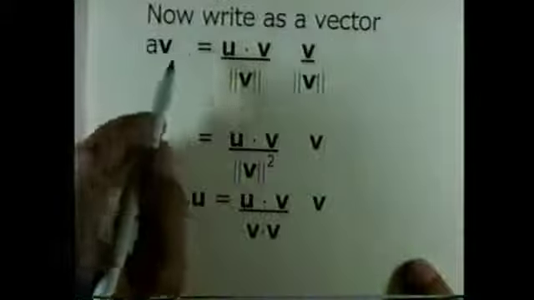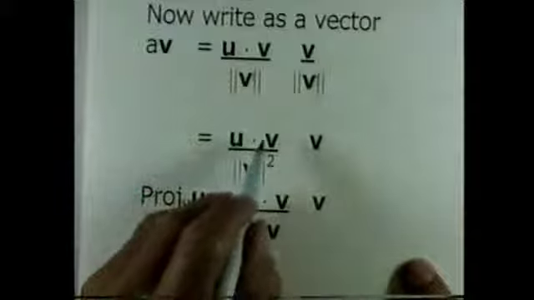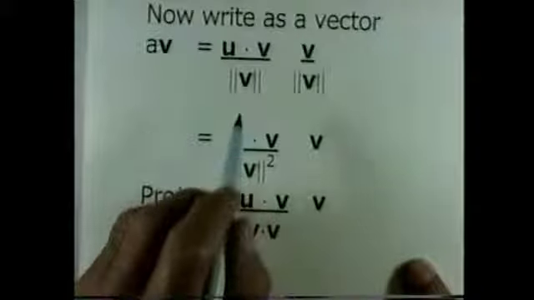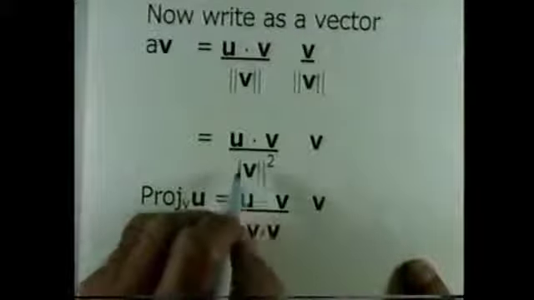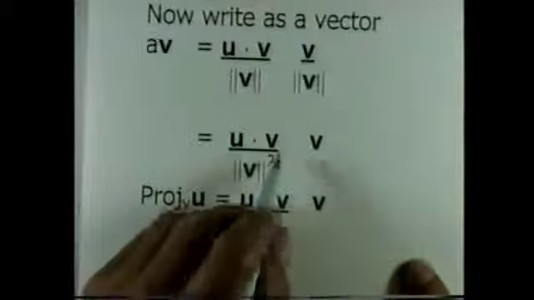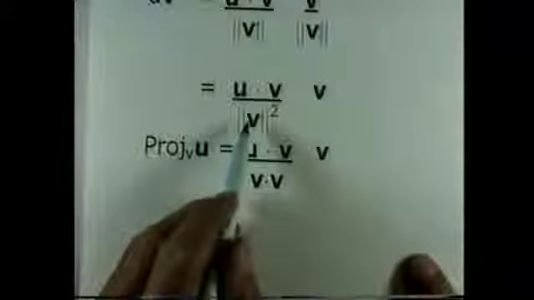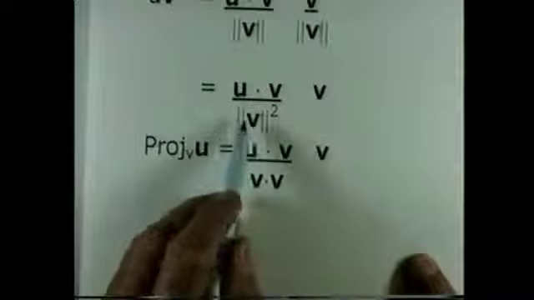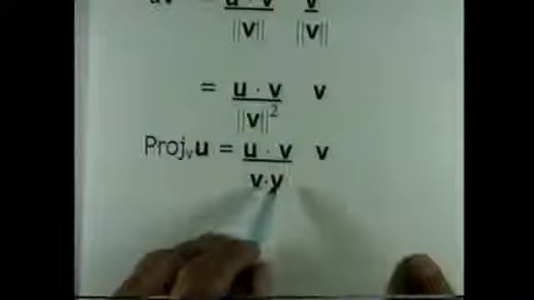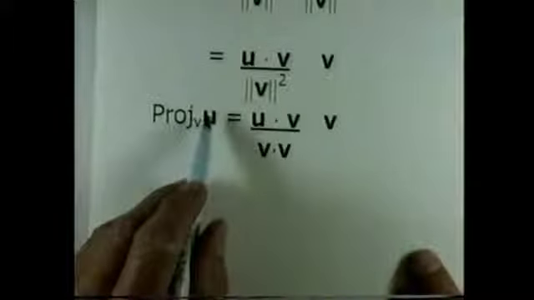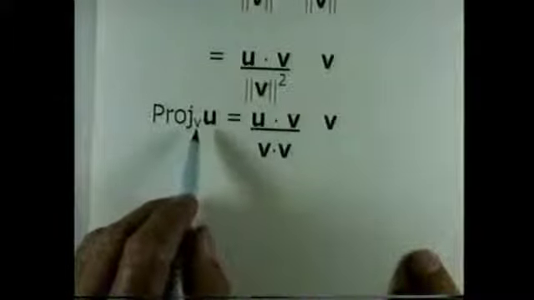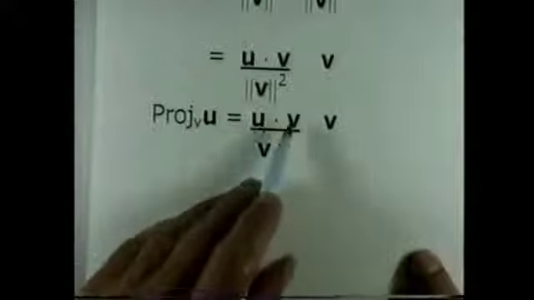Or I get that AV is U dot V over the magnitude or the length of V quantity squared times V. Well, we know that the magnitude or the length of V quantity squared is V dot V. So we get that the projection of vector U onto vector V is U dot V divided by V dot V times V.